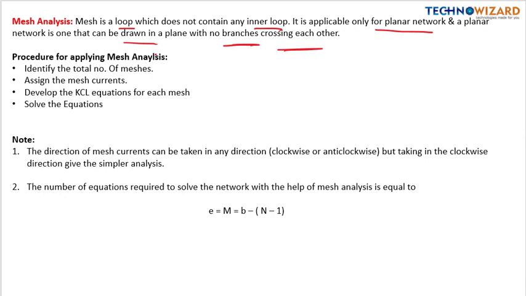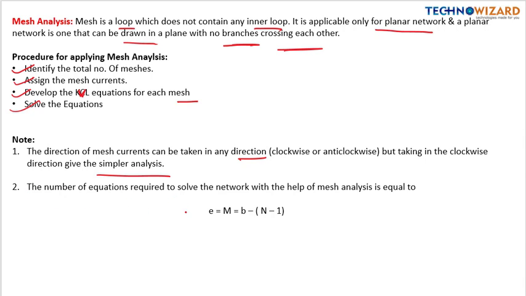What is the procedure for applying mesh analysis? First of all, identify the total number of loops or meshes. Then assign the mesh currents I1, I2, etc. Third, develop the KVL equation for each mesh, and last, solve the equations. Two notes are there. The direction of mesh current can be taken in any direction, clockwise or anti-clockwise, but I take clockwise because of the simpler analysis.